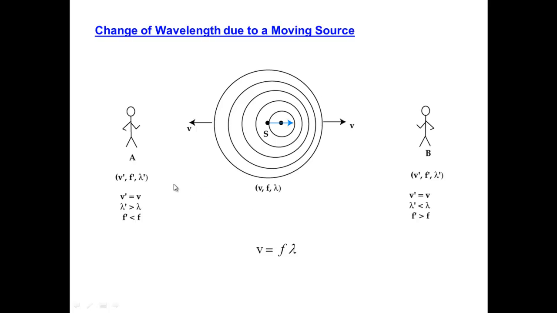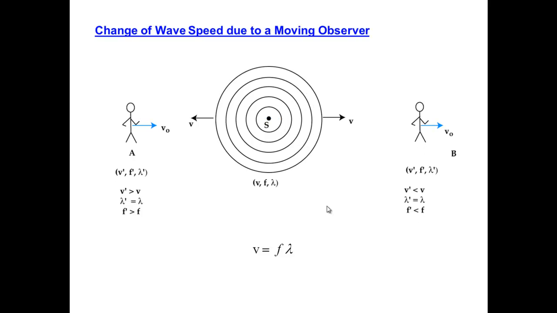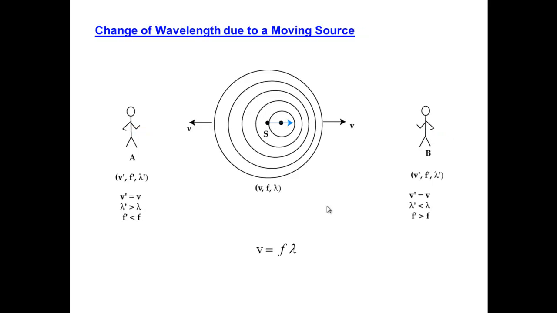And conversely, observer A, who is watching the source move away, again observes the wave speed to be the same. The motion of the source has not changed the speed of the waves, but A has observed that the wavelength is larger, and therefore the frequency that observer A measures will be smaller. Now we'd like to do something more than just be content with a qualitative description, and that is to go on to quantify this. But before we do that, let's consider the other possible case.